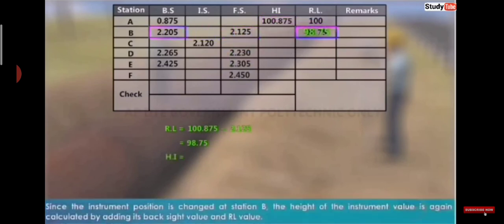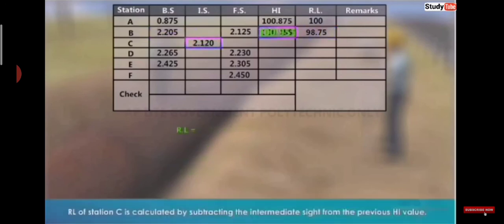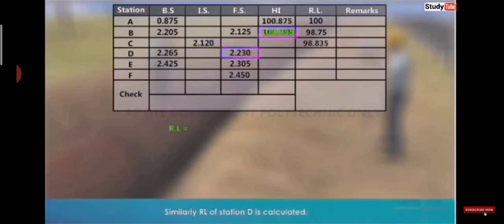Since the instrument position is changed at station B, the height of the instrument value is again calculated by adding its backside value and RL value. RL of station C is calculated by subtracting the intermediate side from the previous HI value. Similarly, RL of station D is calculated.